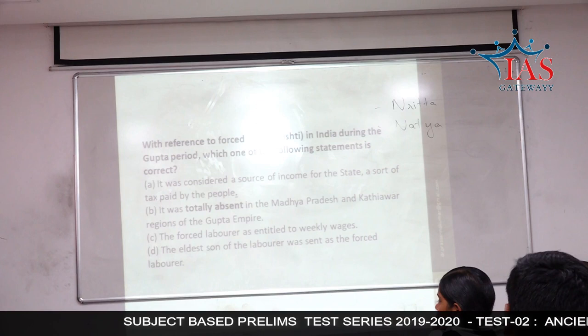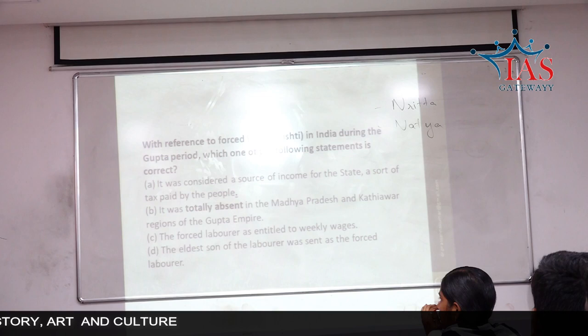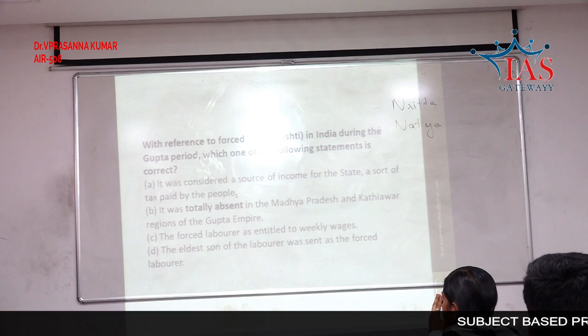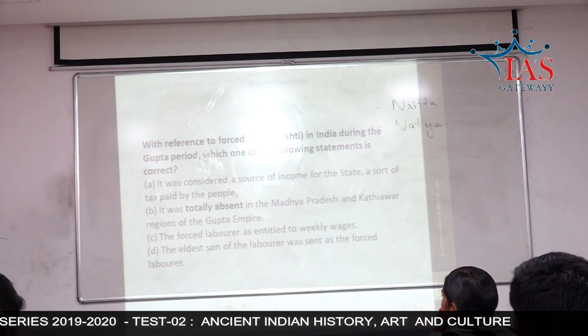Okay, third statement, B statement: it was totally absent in Madhya Pradesh and Kathiawar region. You have seen the Gupta empire map, where was the Gupta empire? Almost UP, Bihar, Madhya Pradesh and that area, correct. So that was the area of the Gupta period. So was forced labor absent only in Madhya Pradesh, true or false? Since forced labor originated in the Gupta period, how can it be absent in just one region? So you could have guessed also, but I will not say that you always have to take the guess, but the answer is actually A.